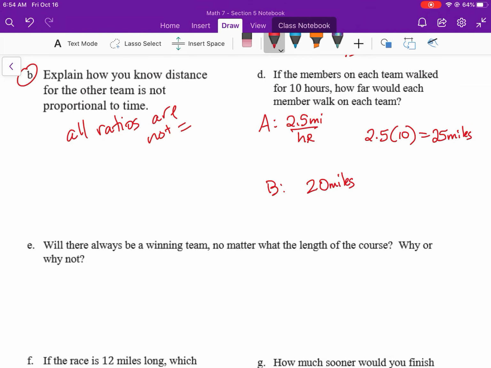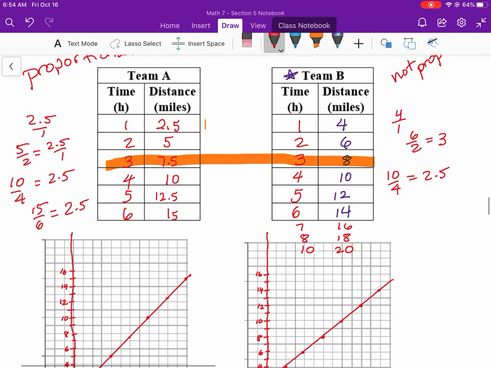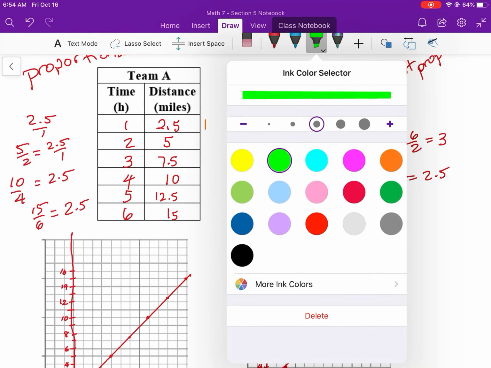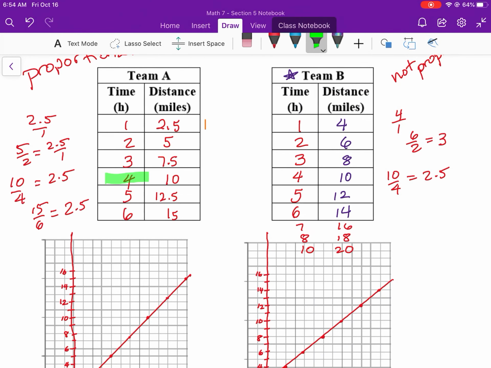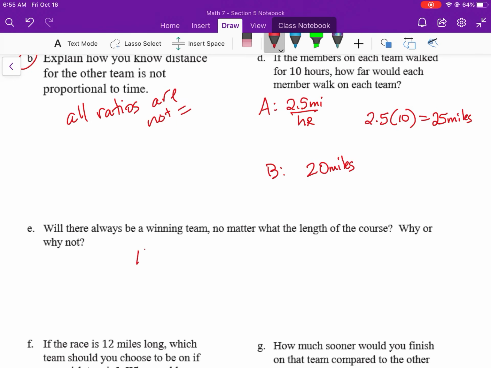Will there be a winning team no matter what the length? And you look back and you go, oh no, there's not. Look right here in the middle. I'm going to change colors because it's kind of hard to see through that. Look right here. If the race was 10 miles, each team would have finished at the same time. So that's what that's talking about. So 10 miles, both teams take 4 hours.